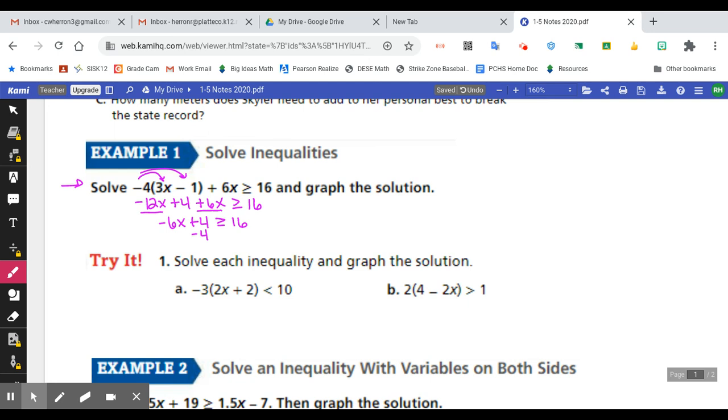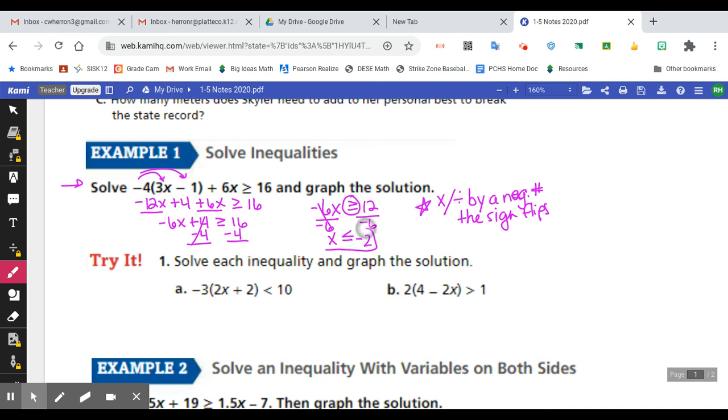I would need to subtract 4 from both sides. So we have negative 6x is greater than or equal to 12. And if I divide by negative 6 on both sides. Now, if we divide by a negative, if you'll remember, something special happens. So if we multiply or divide by a negative number, the sign flips the opposite direction. Okay, so greater than or equal to becomes less than or equal to. So I have x is less than or equal to -2.